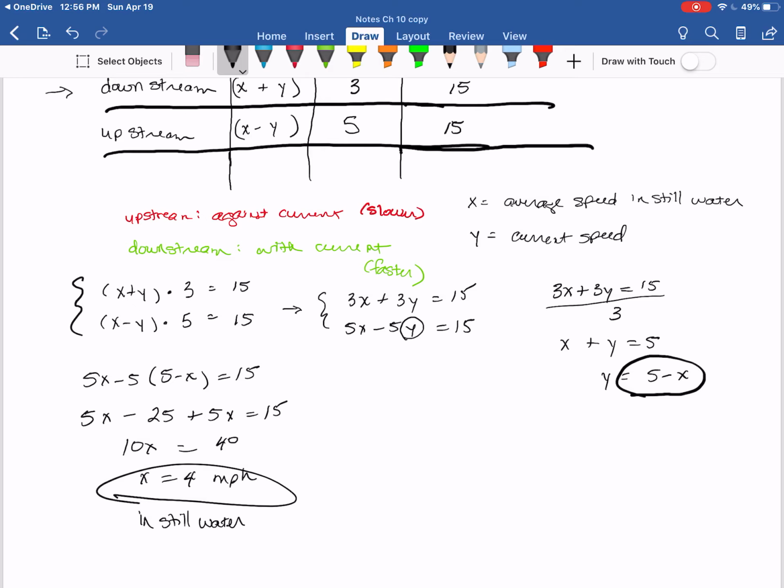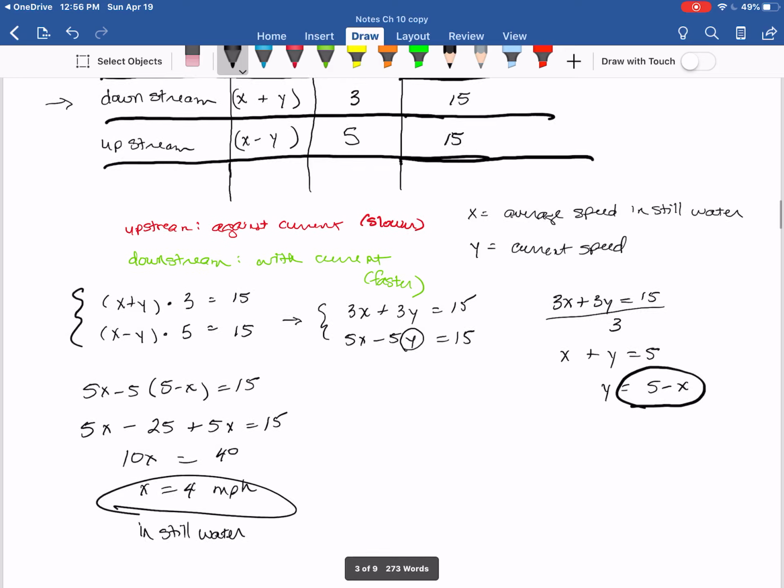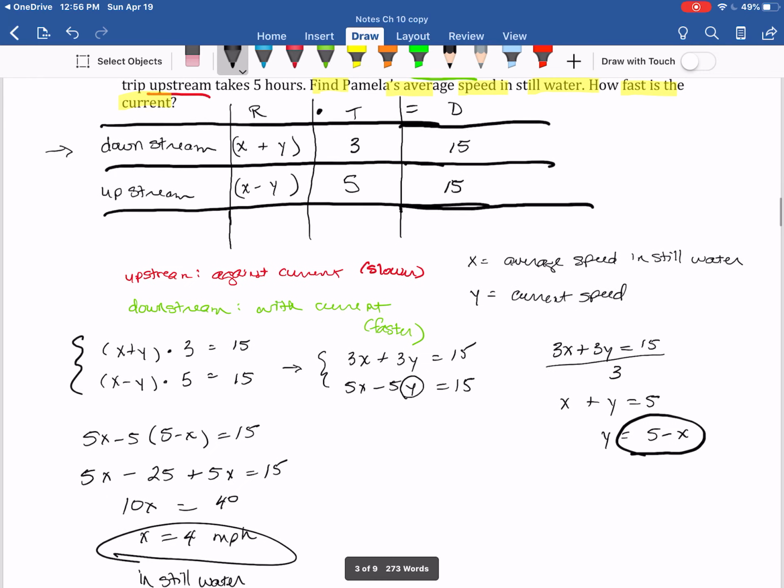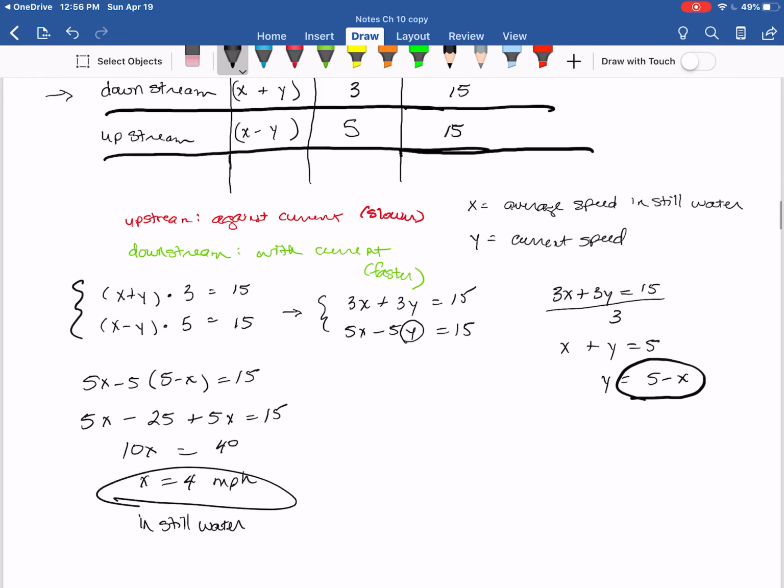Okay, now we're going to find the current's speed, the current of the river or the stream or wherever we are. The current speed is found by plugging 4 for x into one of our equations that involve x and y. I like this one because it's already got y by itself. So y is equal to 5 minus the value I just calculated for x, and that's 1. So the current speed is 1 mile per hour.